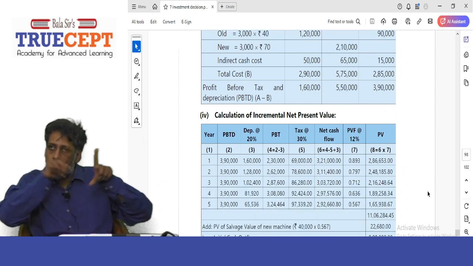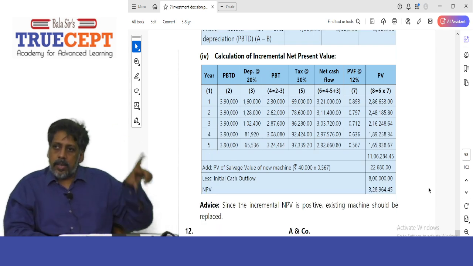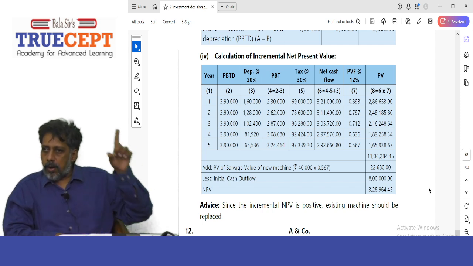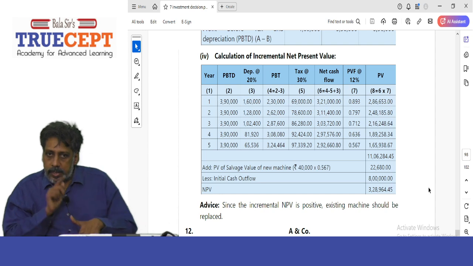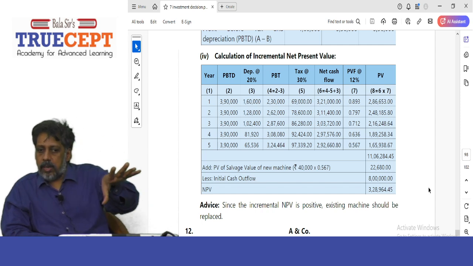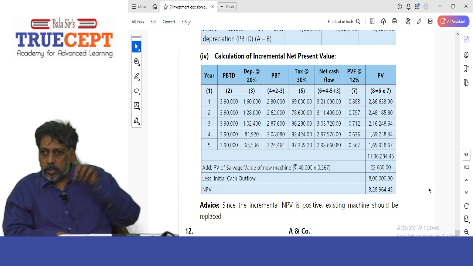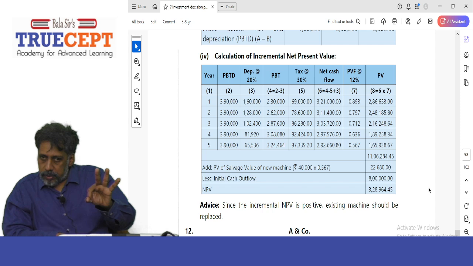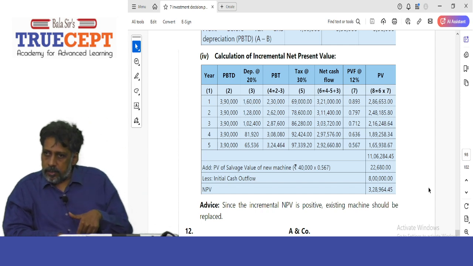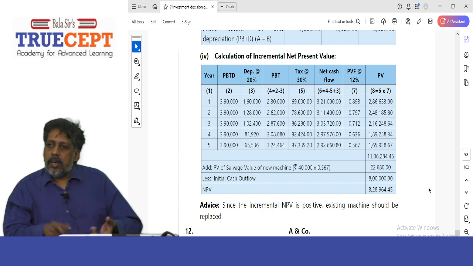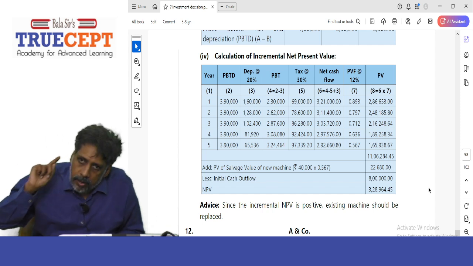Now just see, they made one more table. So the incremental PBDT for each year is 3,90,000, no doubt. From that, less depreciation. It will be for the first year how much? On 8 lakh rupees incremental, apply 20%, which is 1,60,000. For the second year, what you should do? From 8 lakh, subtract 1,60,000. 6,40,000. On that, apply 20%, 1,28,000. And do that for year 3, year 4, year 5. Is that fine?